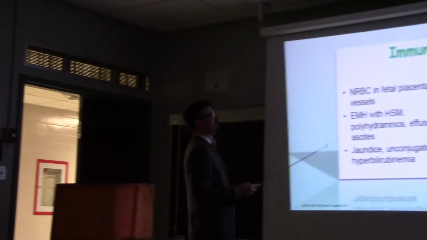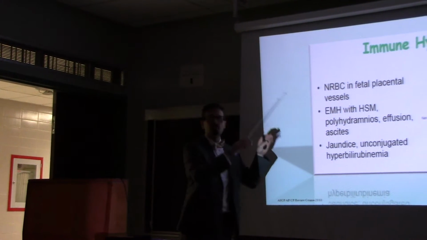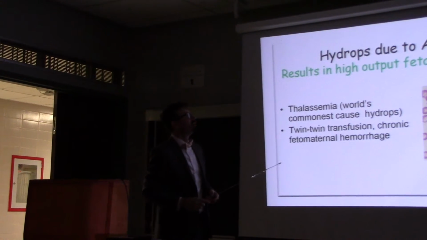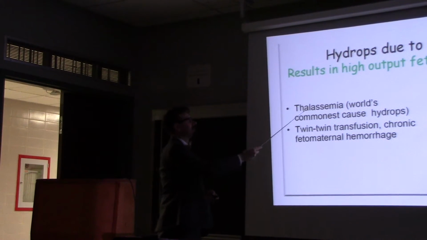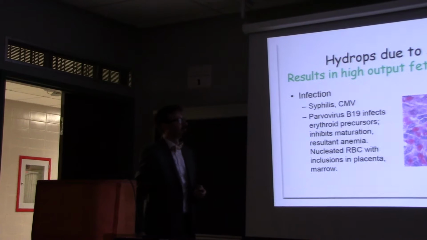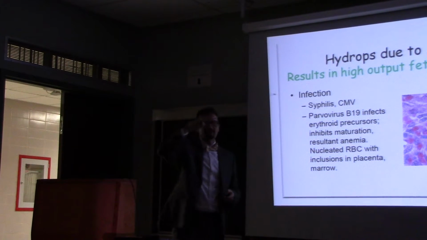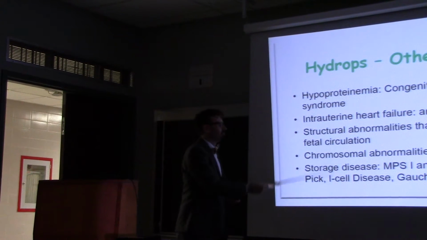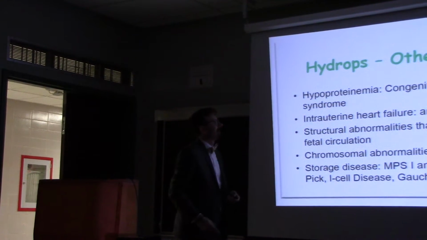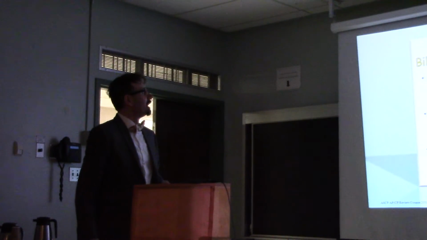So there are various flavors of hydrops. Immune hydrops is what I just talked about, but note that you're going to have hydrops due to anemia. The most common cause is thalassemia. You're going to have it due to infection. Parvovirus is probably top of the list. But other causes as well, from chromosomal abnormalities to congenital nephrotic syndrome, many other ones.